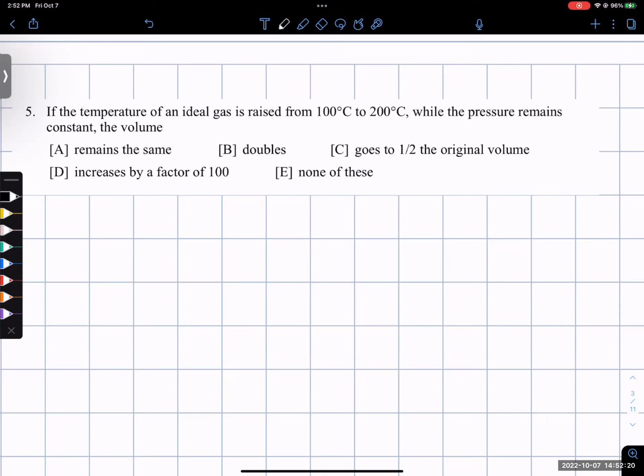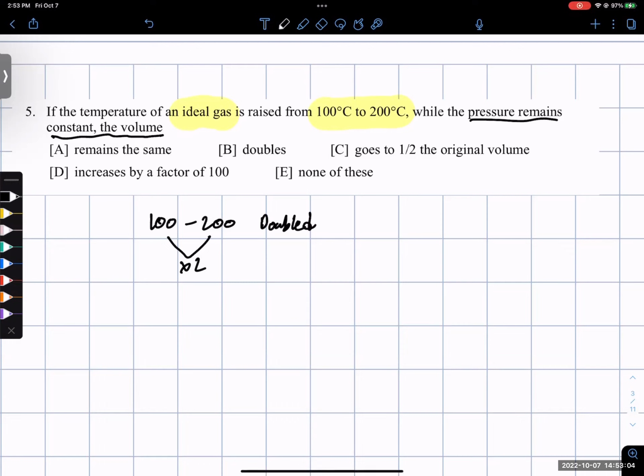All right, so number 5. The temperature of an ideal gas is raised from 100 to 200 degrees Celsius, while the pressure remains constant. The volume does what? So right off the bat, 100 to 200. How do you get from 100 to 200? What do you do, math wise? Multiply by 2. Right, multiply by 2. So 100 to 200 is times 2. That's another way of saying the temperature is doubled.